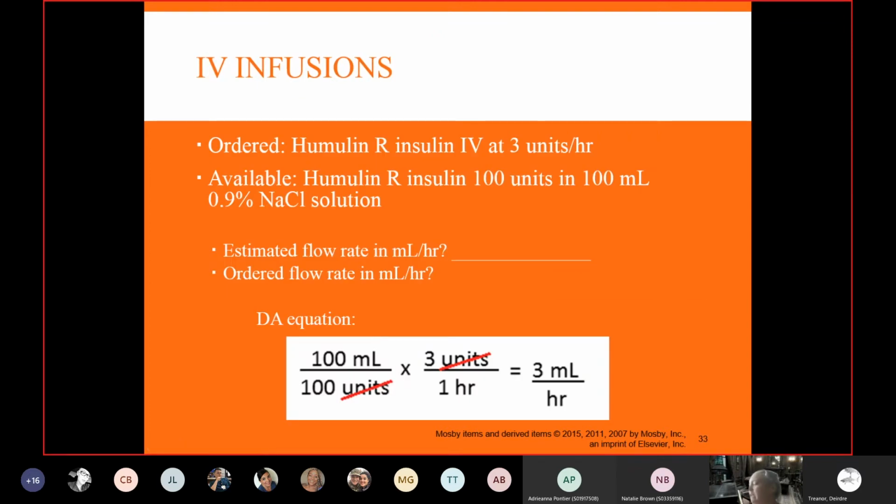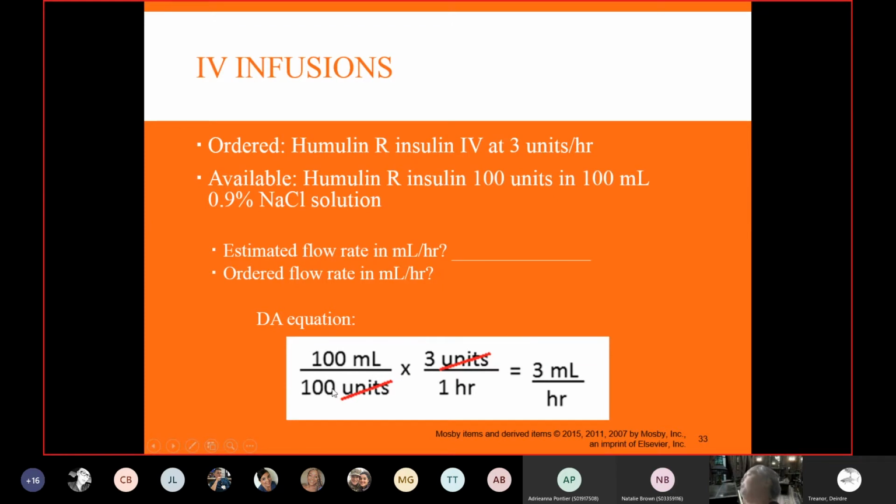You have Humulin R insulin at 3 units per hour, and it's available at 100 units in 100 ml. Estimate the flow rate. So when we say estimate, guys, I want you to stop and think, okay, well, what do I think the flow rate's going to be? That's where you estimate. And then show me the equation. You can see right here, you've got 100 milliliters per 100 units times 3 units because we want milliliters per hour, right? So this is how you would set up a simple dimensional analysis equation.